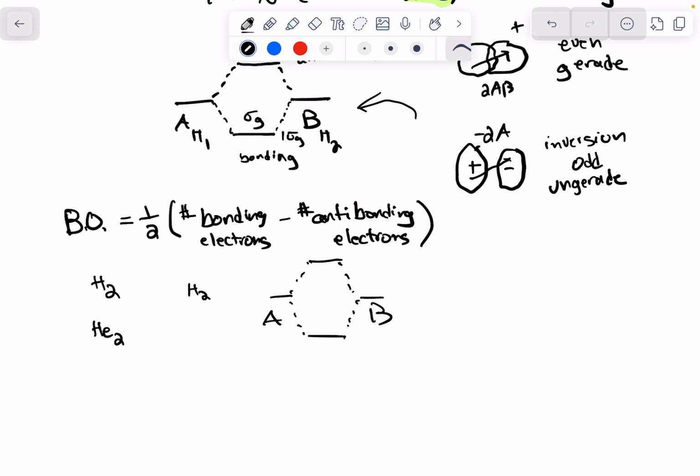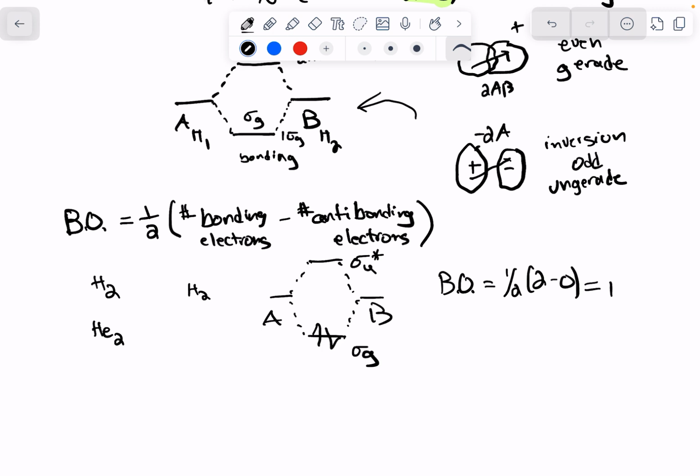So what you get is the following. How many electrons do you have? You have 1 up and 1 down. And so this, once again, would be the sigma G, the sigma U star. Okay, and your bond order would be 1/2 of 2 minus 0. And so from there, you can clearly see that your bond order is going to equal 1. So you get a single bond in this process.